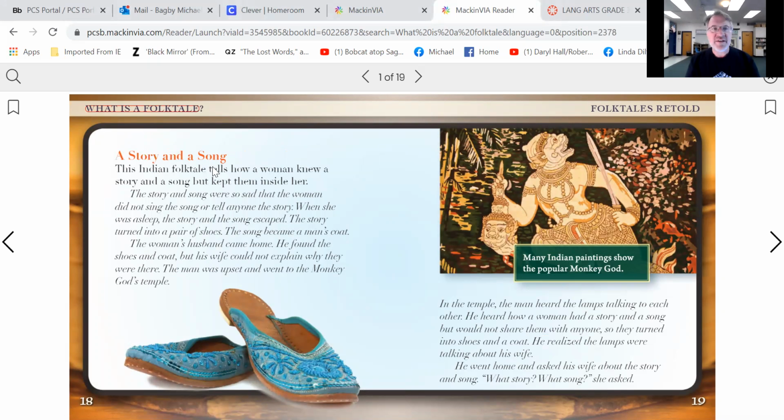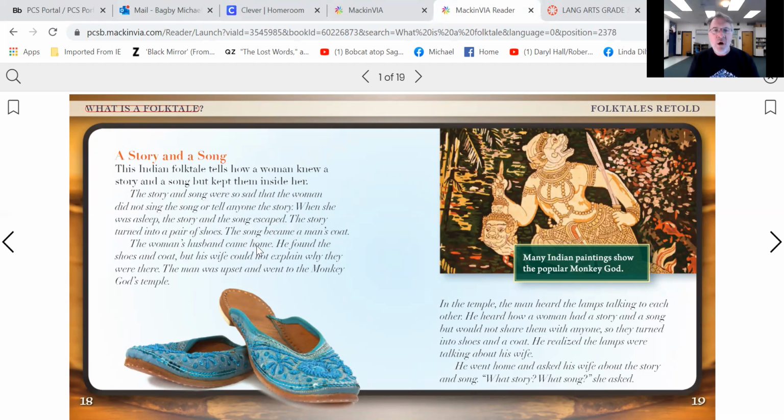A story and a song, the next folktale. This Indian folktale tells how a woman knew a story and a song, but kept them inside her. The story and song were so sad that the woman did not sing the song or tell anyone the story. When she was asleep, the story and the song escaped. The story turned into a pair of shoes. The song became a man's coat.